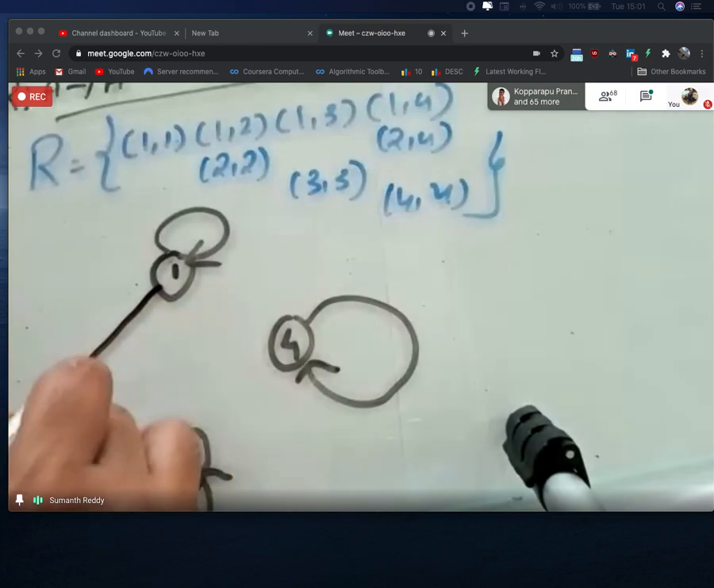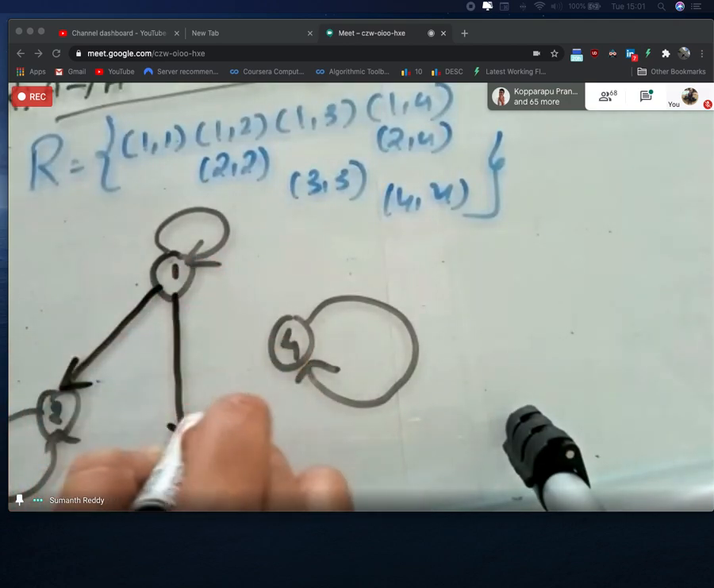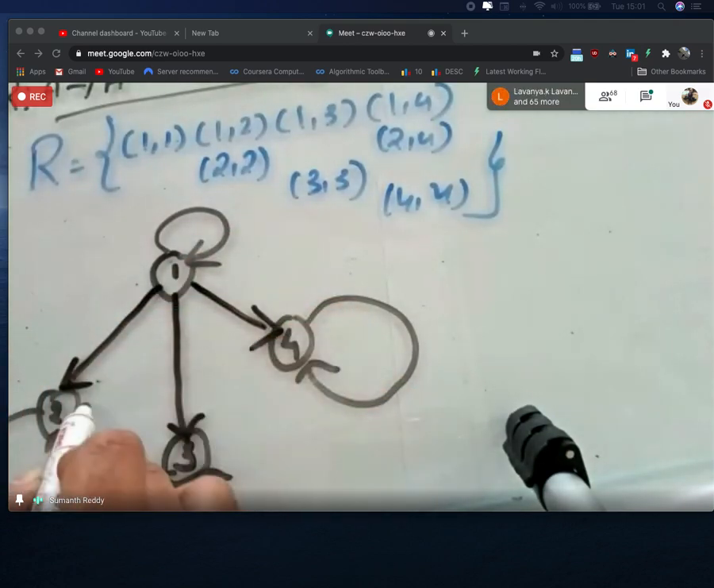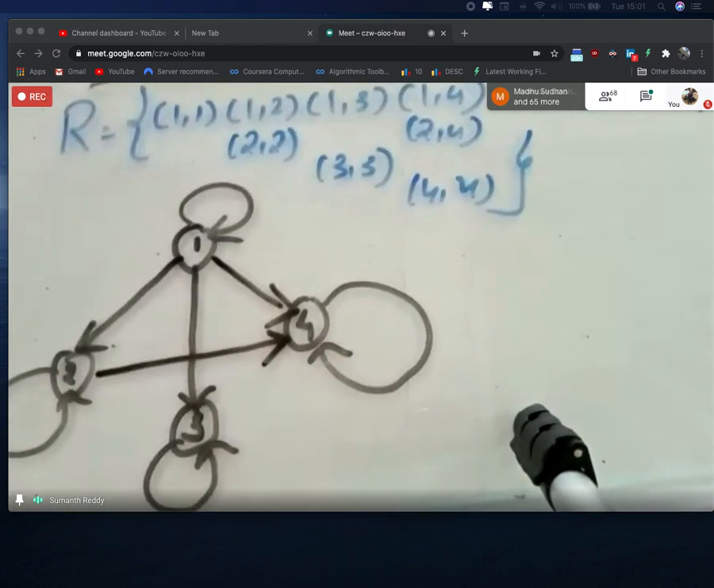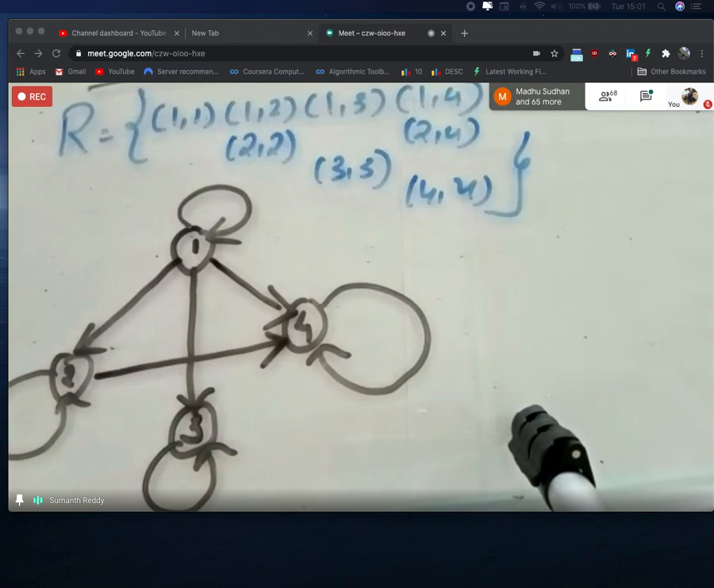So based on this, let me draw these arrow diagrams. And also 2 is related to 4. Okay, so now I have represented the relation in the form of a digraph.